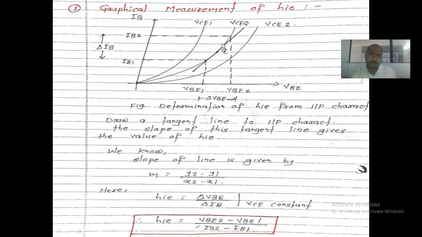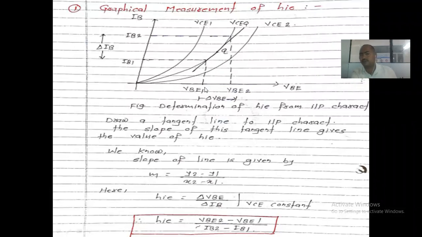This is your graph. On that graph, we draw one tangent. This is the tangent. At this Q point, we have to draw the tangent. This is your tangent, right? For this tangent line, we take out the slope. This is the slope line. Here is one slope line.